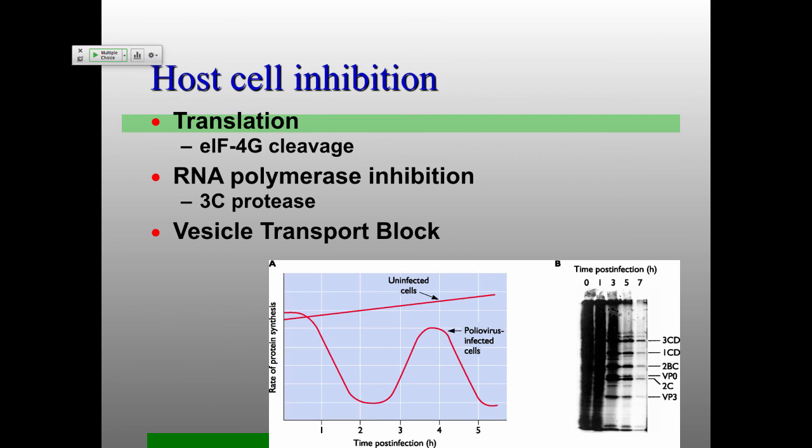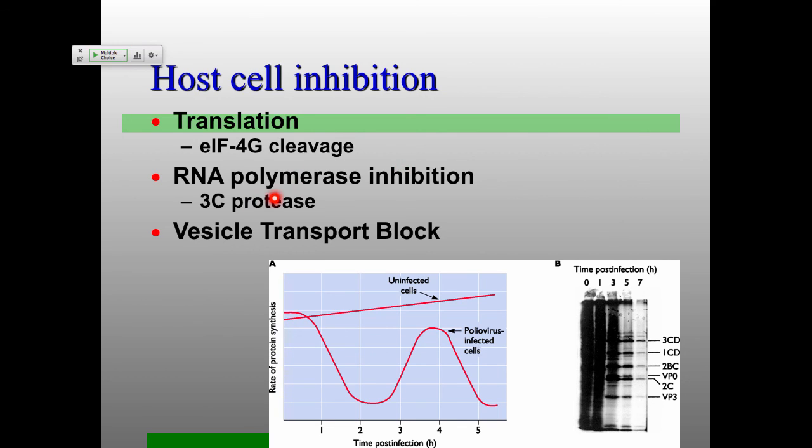We already talked about how you shut down host cell translation by chopping up EIF4G. What does EIF4G do? Binds to the cap, which is a bridge from the cap. EIF4E is what binds to the cap. Turns out that the 3C protease also inhibits the cellular DNA-dependent RNA polymerase, also inhibits vesicle transports.